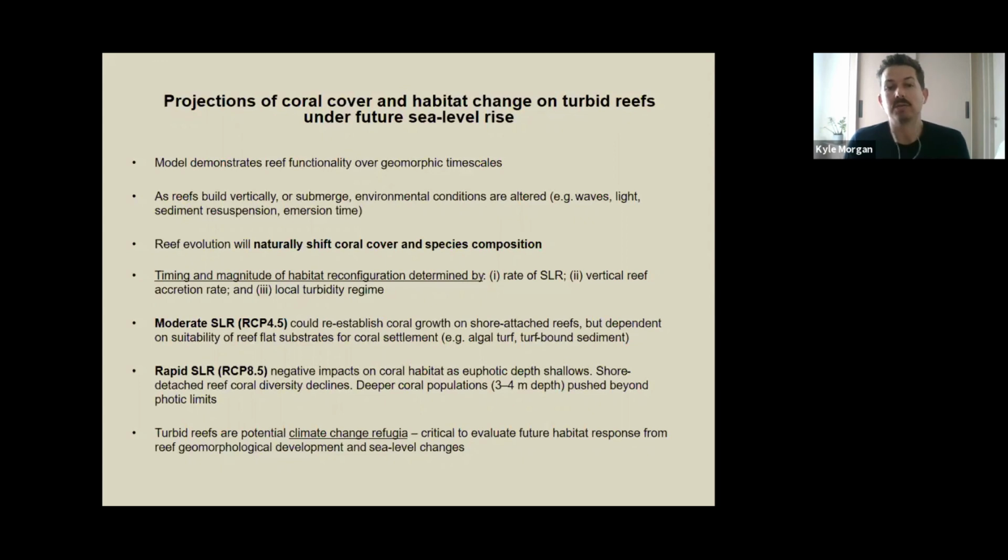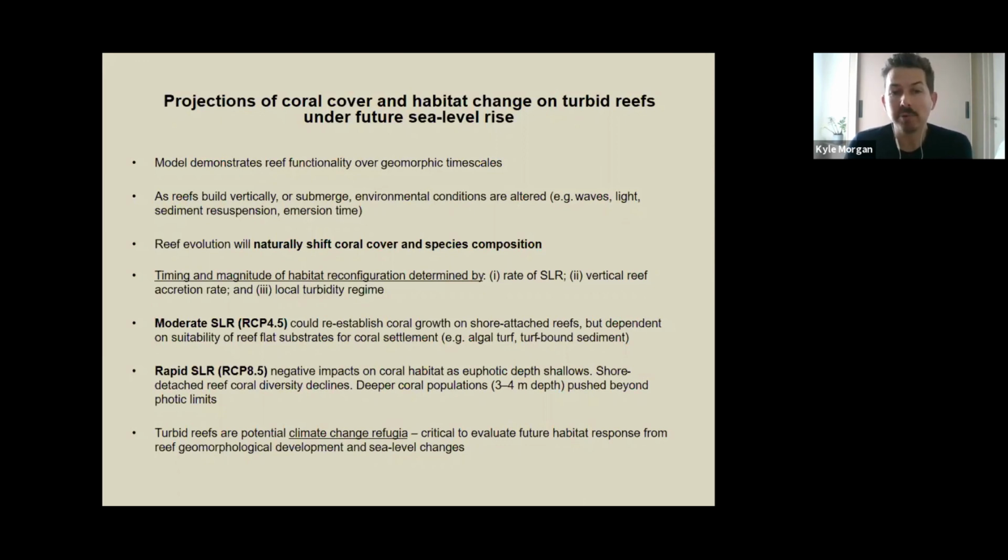And again, just to summarize the scenarios, if we project under this RCP 4.5 scenario, this model projects that we may see re-establishment of high coral growth on some of these reef flat areas at the shore attached reef sites. But a large part of this is dependent on whether these substrates are actually suitable for coral settlement to occur. Okay, so a lot of them are covered in turf algae, macroalgae, and they have high amounts of sediment bound into the algal turf, which may actually impede recolonization of those zones. So although the model projects that, whether this actually occurs is dependent on other external factors.